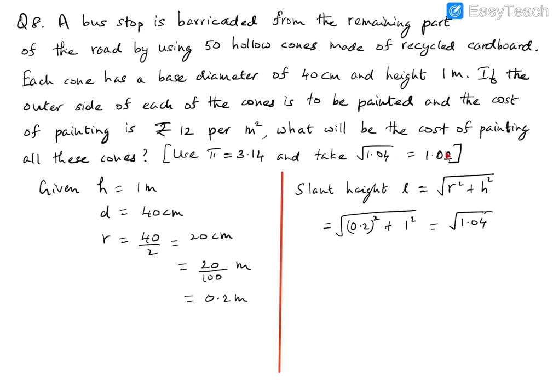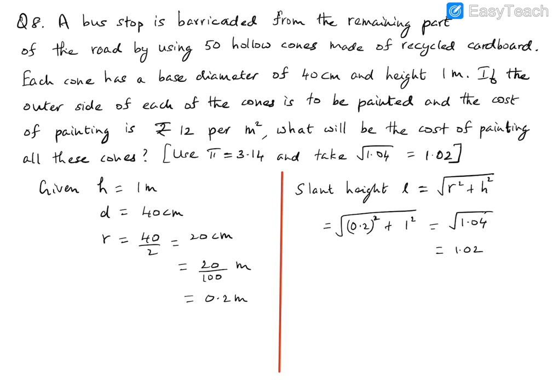Okay, 1.04 under the root, and the square root of 1.04 we have to use as 1.02. This is the value that's already given in the question to us, so we don't need to calculate or compute the square root of 1.04. That is given to us, so that is 1.02. So we have now got the slant height of the conical structure that is used for barricading the road.